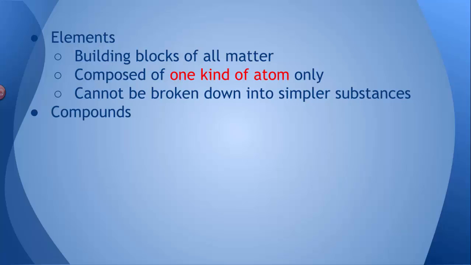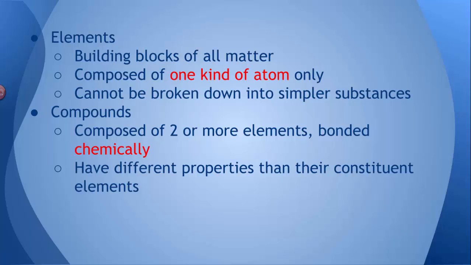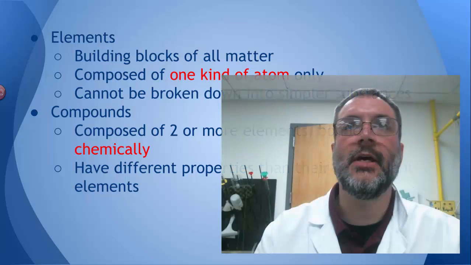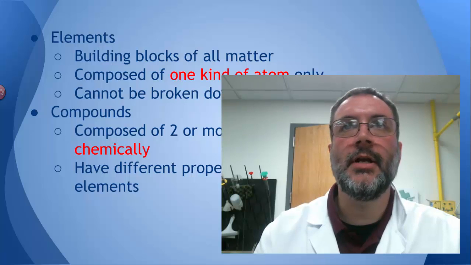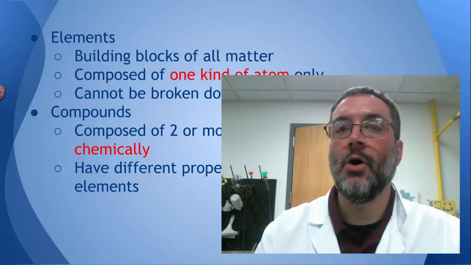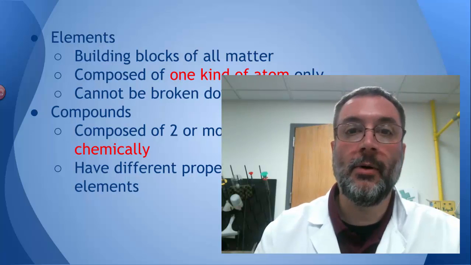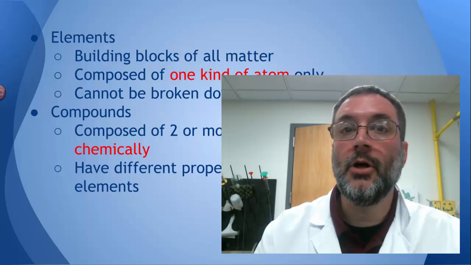Can't be broken down. Compounds, two or more elements that have been combined chemically. What that means is that the compound has different properties from the elements that make it up. I'll give you an example. Hydrogen gas, colorless, odorless, lighter than air, flammable. Oxygen gas, colorless, odorless, lighter than air, flammable. Combine them chemically, you get a molecule called water.